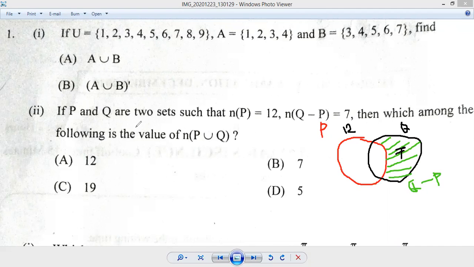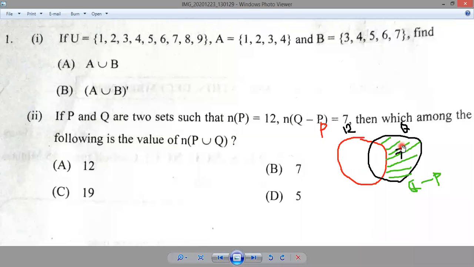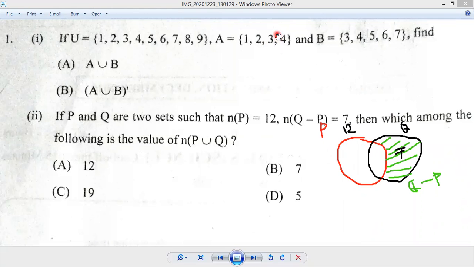We need to find the number of elements in P union Q, which is the entire set, the entire region including P and Q. So in order to compute the value of P union Q, we have to add the number of elements in P with number of elements in Q minus P. That is 12 plus 7, right? So the answer is 12 plus 7, which is equal to 19.